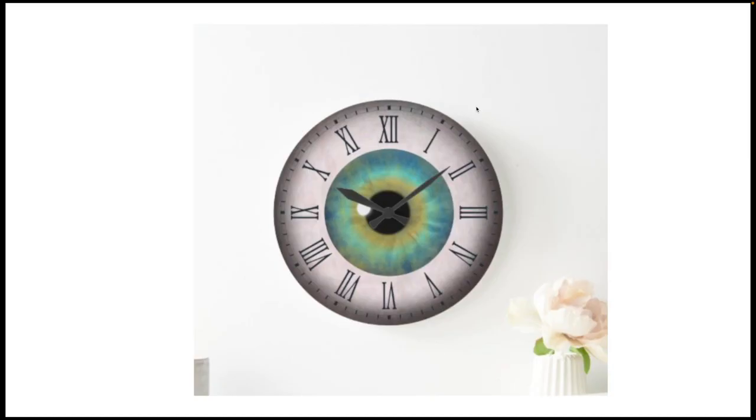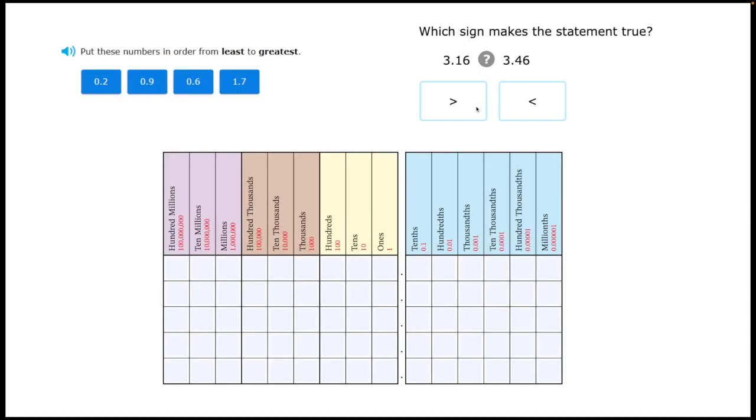Here's our cool clock for today, which means that it's time for you to practice what you just learned. Go ahead and pause the video and try these two problems that are up on your screen. And when you're ready to check your answers, go ahead and unpause the video.